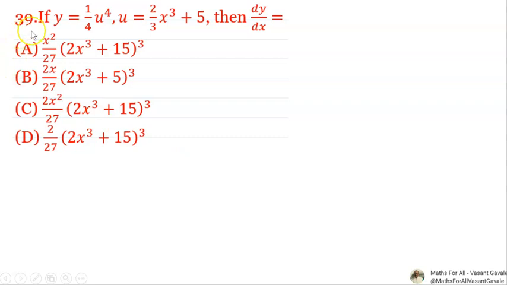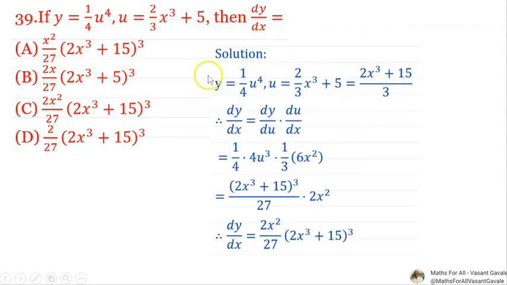Question number 39. If y is equals to 1 by 4 u raised to 4, u is equals to 2 by 3 x cube plus 5, then dy by dx is equals to. Okay. Now first here we write y is equals to 1 by 4 u raised to 4. But what is u is equals to 2 by 3 x cube plus 5. आता या 3 ने 5 ला मल्टिप्लाय करना है. Then you will get 15. That is 2x cube plus 15 upon 3. Therefore, u is equals to 2x cube plus 15 upon 3.